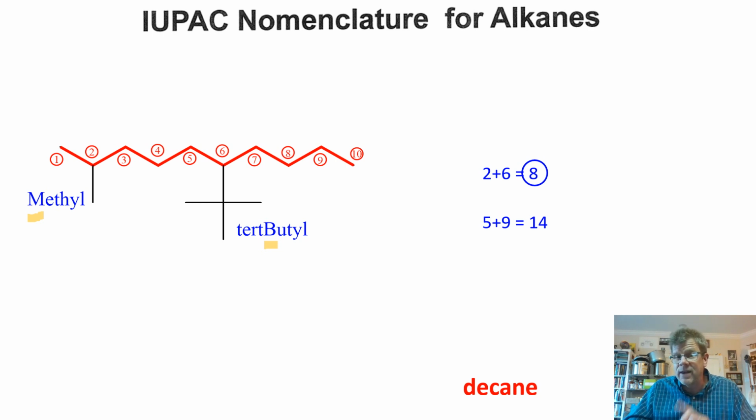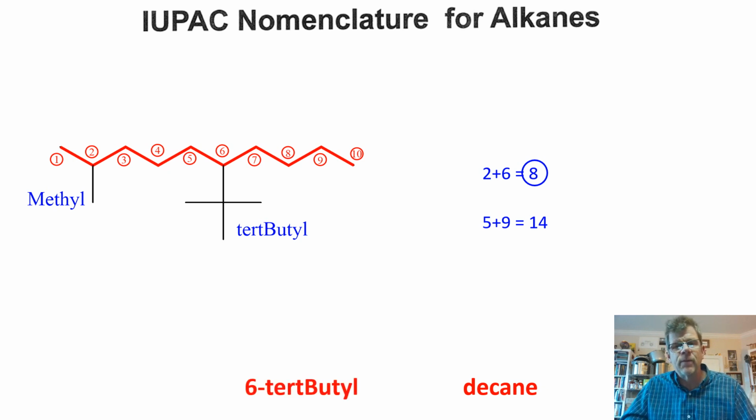A little tricky there. So the tert-butyl group is done first, and that's at the 6th position, and the methyl is at the 2 position. 6-tert-butyl-2-methyldecane. Notice where we have to put some dashes in there to separate the numbers and the names. But once that is mastered, we have effectively named this structure.